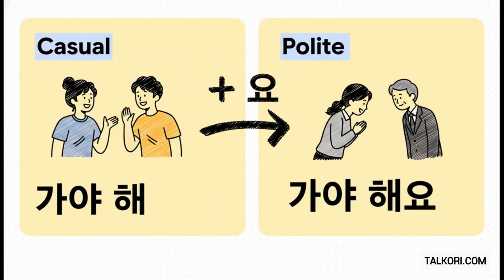Next up, politeness. And this one is huge. The version we've been using, the one that ends in hey, is your casual, everyday form. It's perfect for your friends, your family, people you're close with. But what if you need to be polite, like with a boss, an older person, or someone you just met? It is so simple. You just add yo to the end.